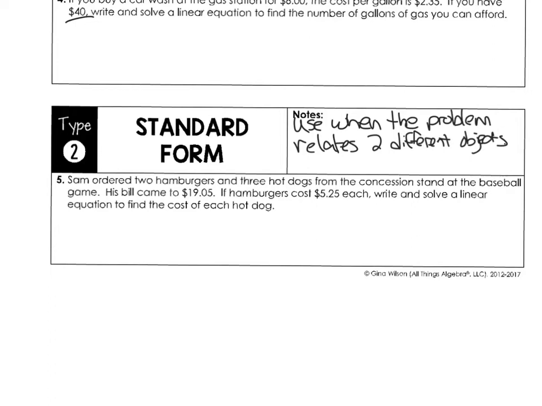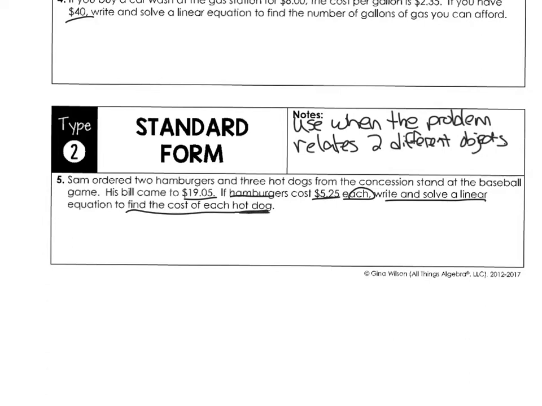This one says Sam ordered 2 hamburgers and 3 hot dogs from the concession stand at the baseball game. His bill came to $19.05. So his total cost was $19.05. That's his total. If the hamburger costs $5.25 each, so it's $5.25 per hamburger. Write and solve a linear equation to find the cost of each hot dog.